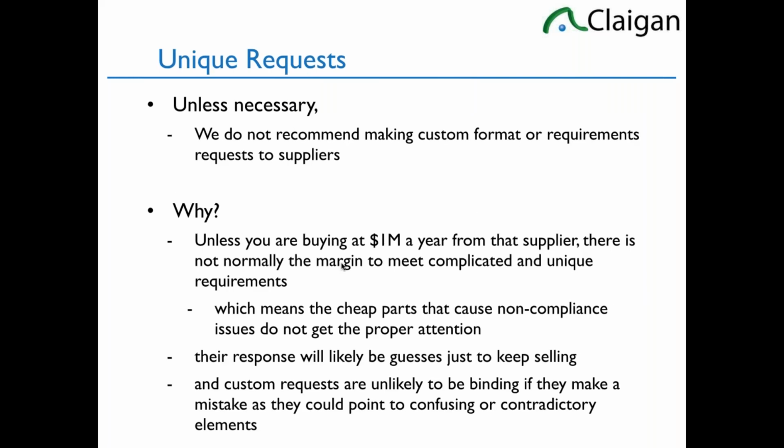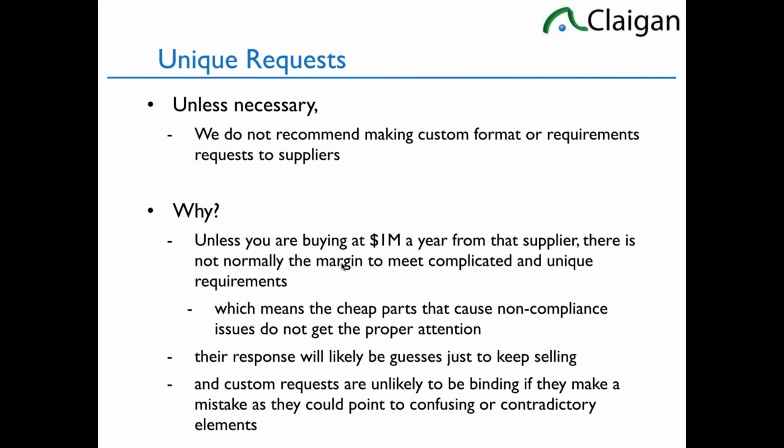Also, we recommend staying away from making unique requests to your suppliers. Custom formats or custom requests or custom data sets, strongly recommend against it. Now, for individual substances that may be super high risk, like lead in brass and some of the phthalates, you may ask for them specifically on certain materials, but you're being very focused on this. You're not trying to carpet bomb the universe. One of the big reasons not to do unique requests, unless you're buying over $1 million a year from the supplier, they normally don't have the margin to meet complicated unique requests, which means the cheap parts, which generally cause a lot of the non-compliance, rubber feet, amazing.